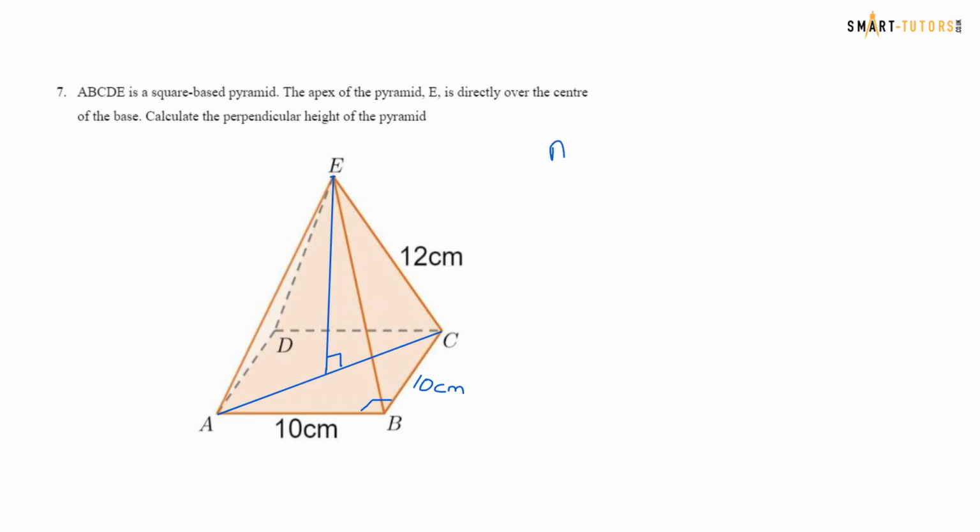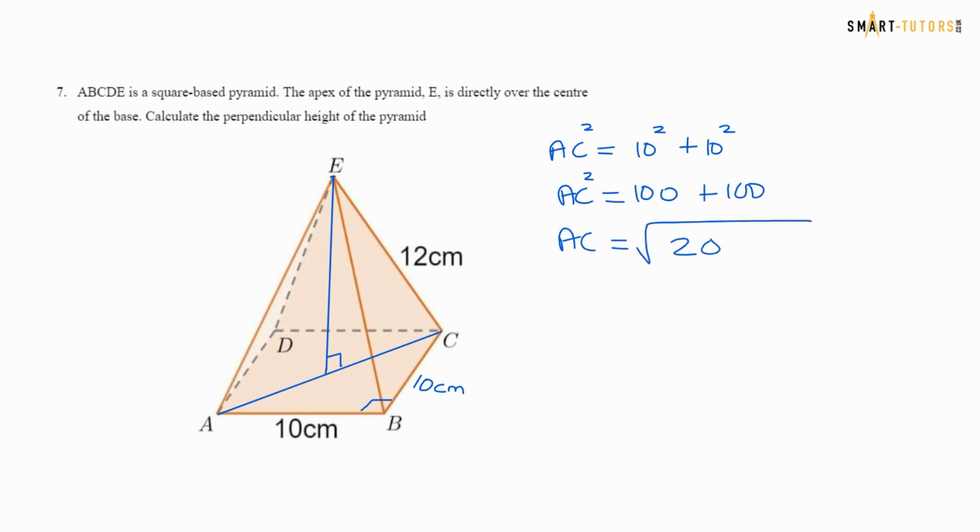So AC squared equals 10 squared plus 10 squared. So 100 plus 100, and AC squared is 200. So AC equals the square root of 200. So that is 10 root 2. Right, AC equals 10 root 2. So with AC as 10 root 2, if I put O here, OC is half of AC, which is 5 root 2. So this is 5 root 2.